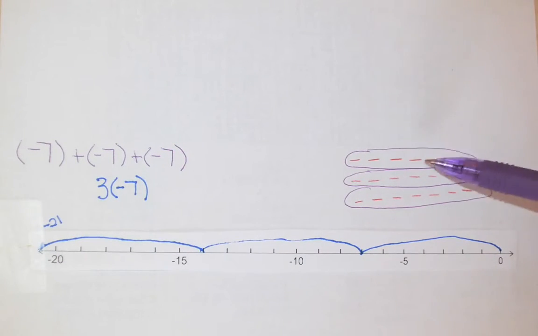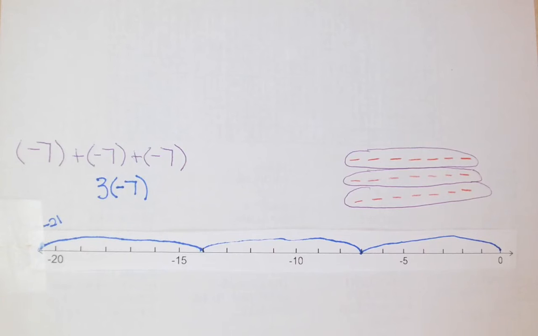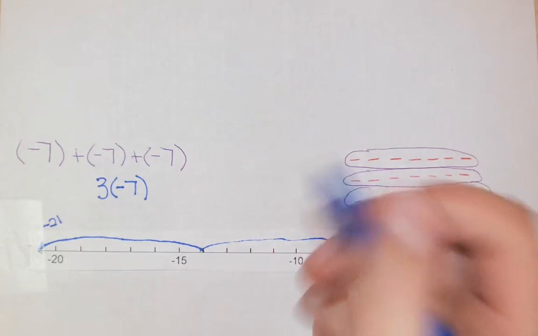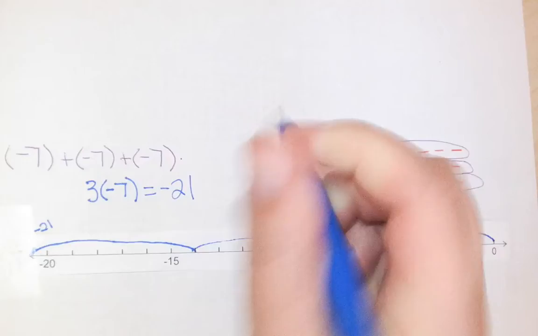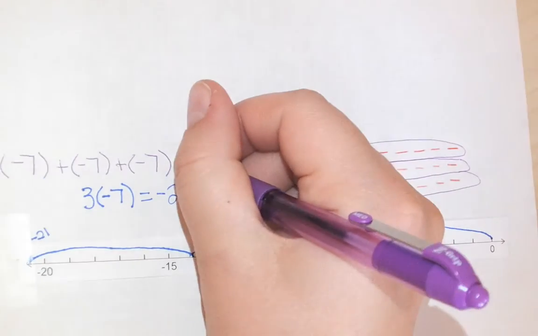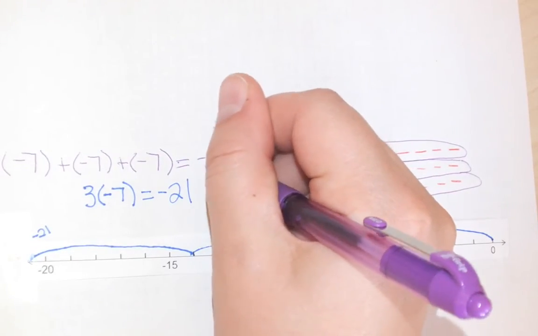If I were to count all of these algebra tiles, because they are all negatives, I would notice that I have 21 of the negative tiles. I landed at negative 21 on the number line. So the product of this is going to be negative 21. And I showed it with both the algebra tiles and with the number line.